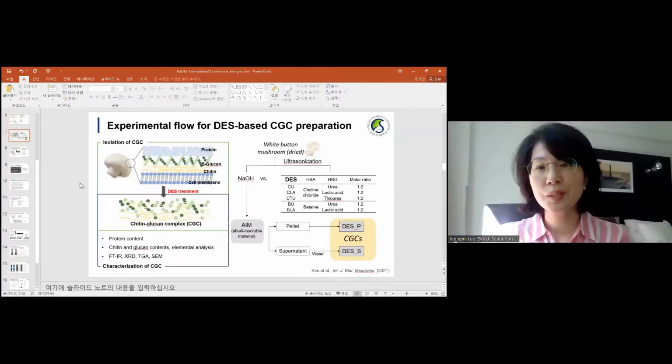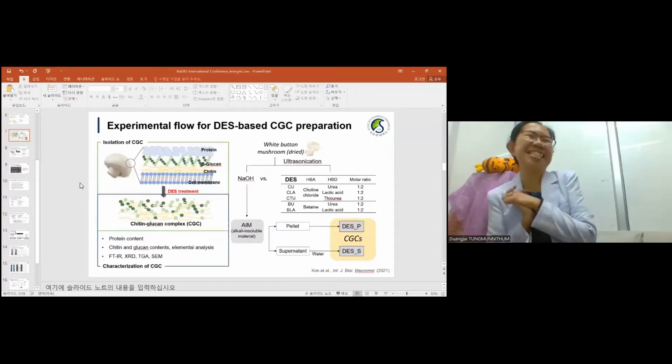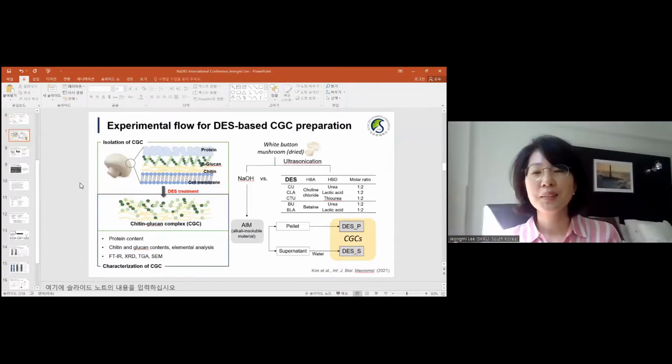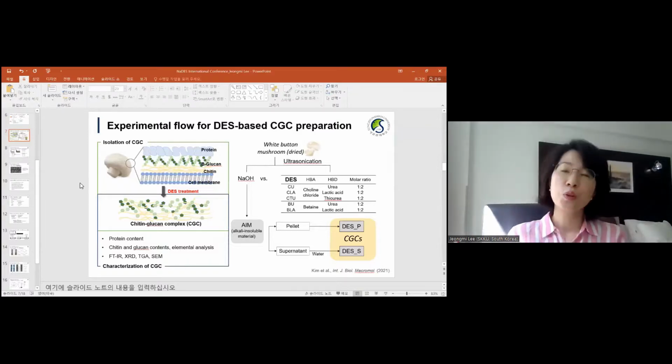And did you compare the results between the different species of mushroom in Korea? Right. That's a very important and interesting question.